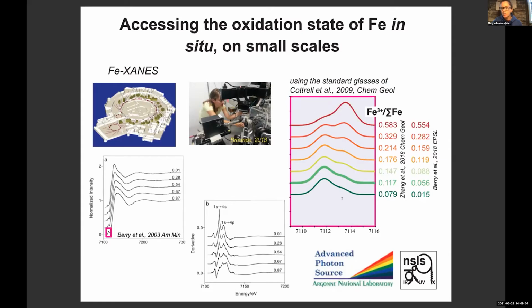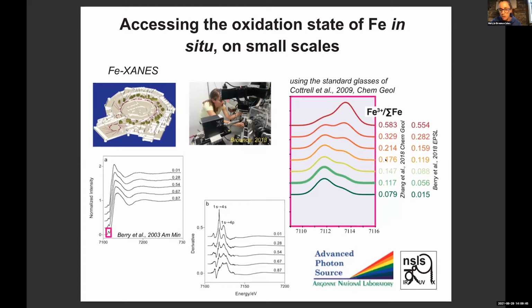So now these are pre-edges of a series of 1 atmosphere anhydrous standard glasses that Liz Cottrell made and are available from the Smithsonian collection for anyone to borrow should they be interested in making these kind of analyses. So these are meant to be standard glasses. And again, you can see this pre-edge feature is roughly a contribution of 2 Gaussians, a lower energy Gaussian and a higher energy Gaussian. And you can see that the dominance of the lower energy Gaussian diminishes as the oxidation state of iron in the glass increases. And in turn, the higher energy feature grows at the expense of the lower energy feature.